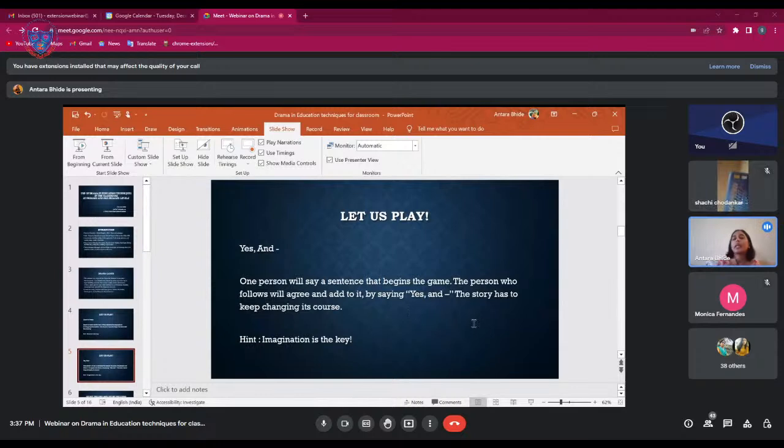So in this game, the game is called Yes And. Now you all understood who is going to speak next. You all figured out after one there is two, and someone is going to say two and then someone is going to say three. Similarly, here also, this is a game called Yes And. One person will say a sentence, any random sentence that begins the game. Any random person will follow and will agree to it, will say yes and add to that. The story will build through this activity, and it can go anywhere. Don't keep any inhibitions. Just be very imaginative and it'll be fun.